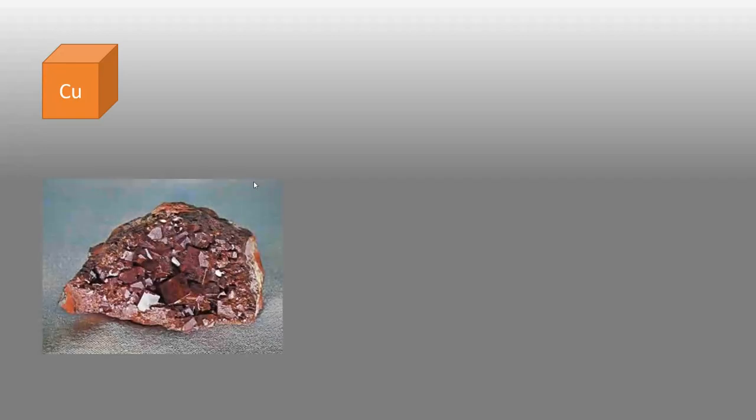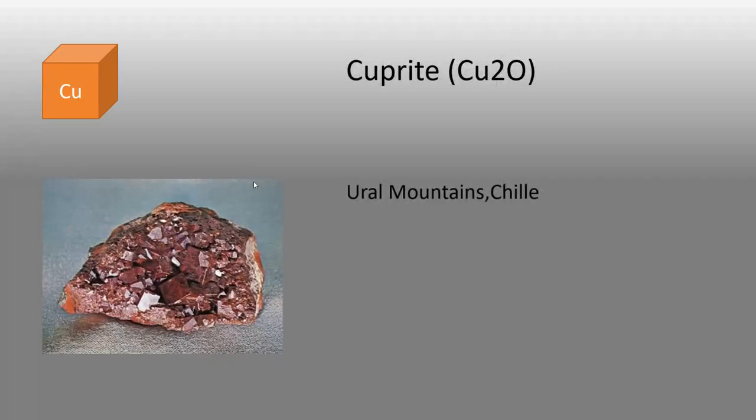Okay, so the main ore of copper, not main, this is cuprite, Cu2O, in the oxide form, and it is a solid rock form. The majority of this cuprite ore is found in the Ural Mountains area and Chile. Chile is a country of South America, and it is called the largest producer of copper in the world.